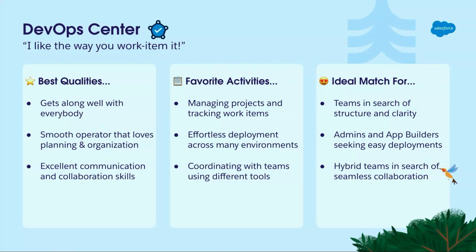Or admins, a lot of them in the room, admins and app builders, you can do work that gets into the Git repository without ever having to do a Git pull, Git push, or Git anything. You can just get out of Git and still have things be in the pipeline that your pro code developers are using. And hybrid teams, we've talked about that. All these features make this a good match for hybrid teams.